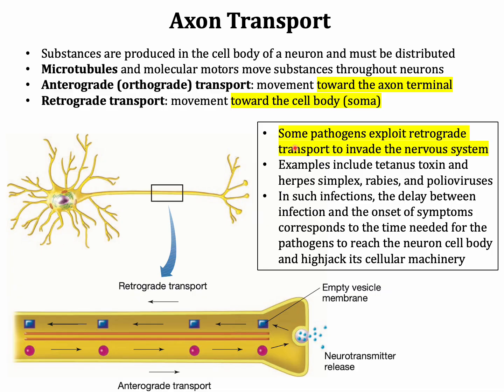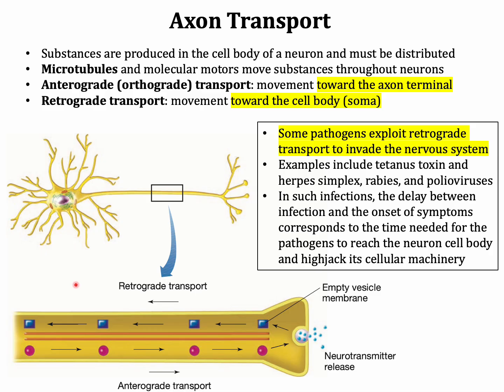Something unique here is that pathogens will exploit this retrograde transport and infect neurons within the body. So things like the tetanus toxin, herpes virus, rabies, even the polio virus, that's how they gain entry to a neuron. They'll enter at the axon terminal, just hitch a ride along these vesicles, retrograde to the cell body, and just infect the entire neuron.